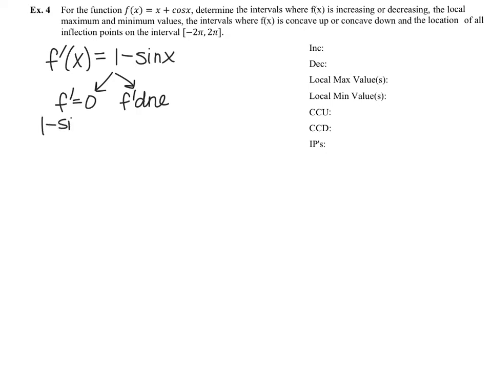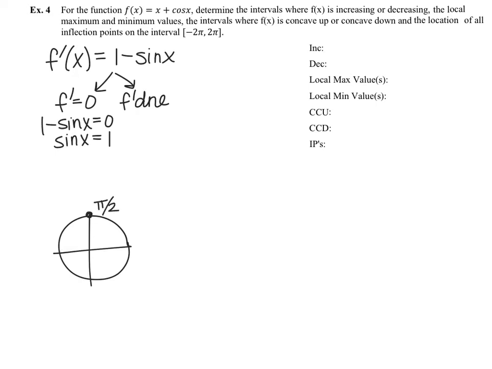So setting 1 minus sine of x equal to 0 and solving, we'll have sine of x is equal to 1. Now remember, on the unit circle, if we're thinking about sine, we're interested in the y value. And the y value on the unit circle will equal 1 up here at pi halves. However, we're considering the interval from negative 2 pi to positive 2 pi. So we also need to consider the negative angle around here, which would be negative 3 pi halves.